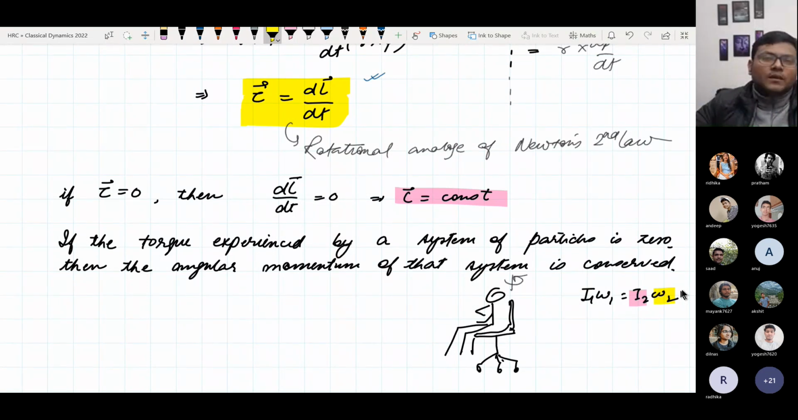So can you give me a simpler example? Precession of a gyroscope is a little bit complicated.